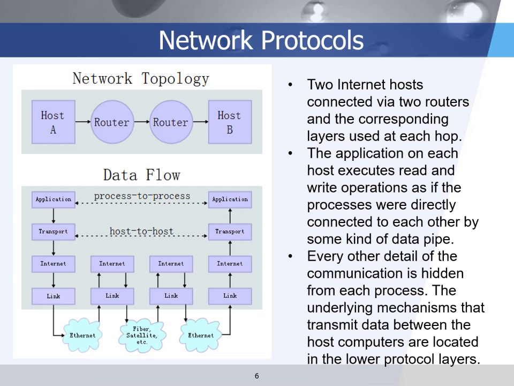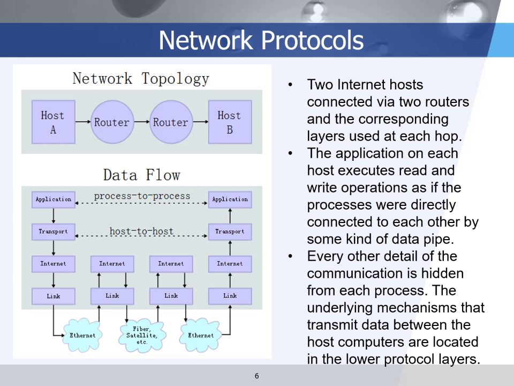So here shows how internet hosts can communicate with each other. Suppose 2 internet hosts connect via 2 routers, and the corresponding layers are used at each hop. From the application's point of view, the application can directly connect to the other application on another host. The application on each host executes read and write operations as if the processes were directly connected to each other by some kind of data path. But actually, they are not directly connected.